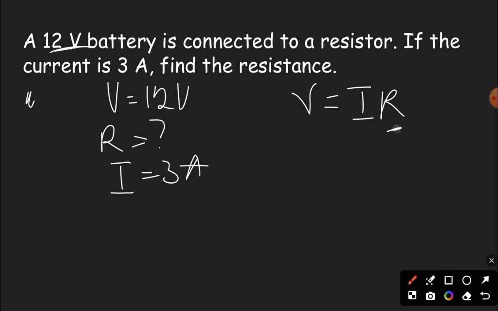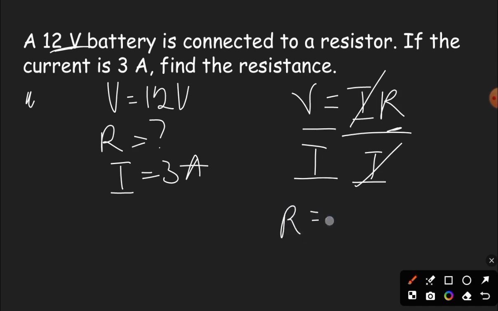You're supposed to find the resistance. So divide both sides by I. I over I, so I cancels I. So you're going to have resistance equals 12 volts over 3 ampere. 3 here 1, 3 here 4. So we're going to have 4 ohms.